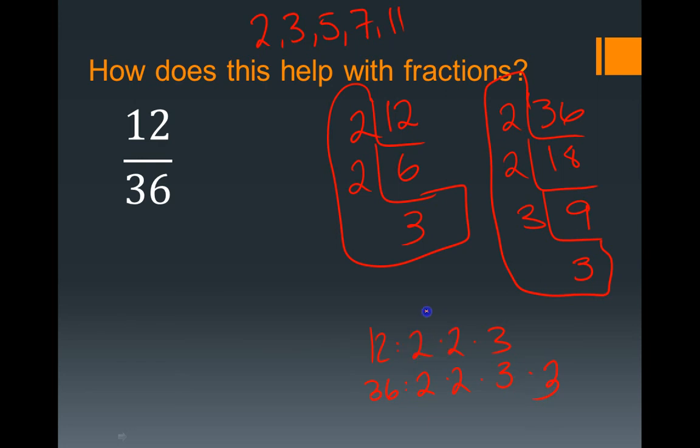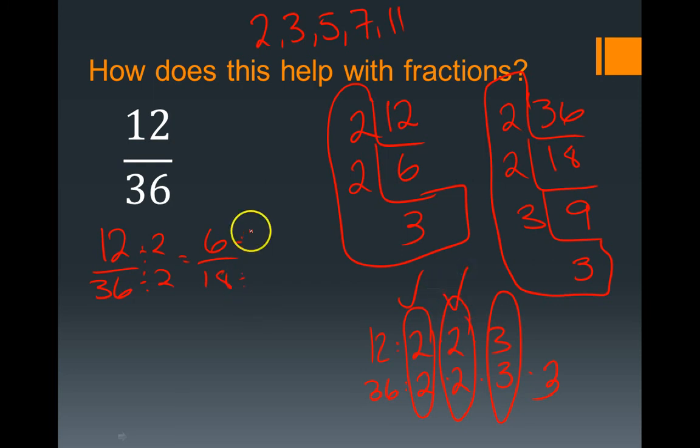Well, in this case, you can see I have a 2 in common, I have another 2 in common, and I have a 3 in common, which means I can go 12 over 36, divide that by 2, and that gives me 6 over 18. I can divide it by 2 again, that gives me 3 over 9, and I can divide it by 3, and that gives me 1 over 3. So 12 over 36 is equal to 1 over 3.